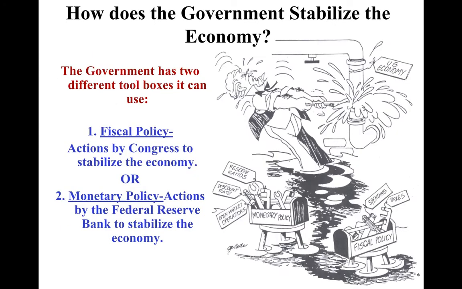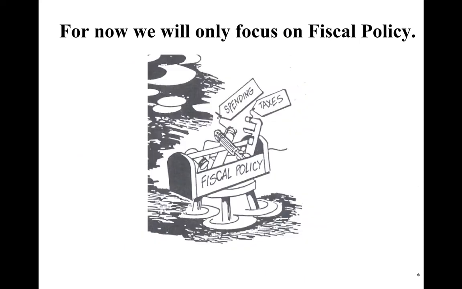So how does the government do that? They do it through two different toolboxes. So in the cartoon, you see the economy is leaking and somebody's coming along trying to fix it. They got two toolboxes: monetary policy there on the left, fiscal policy on the right. We'll do monetary policy after Christmas break. But we're talking about fiscal policy, which are actions by Congress to stabilize the economy. So what are those actions that they can take? Let's focus on them. Spending and taxes.